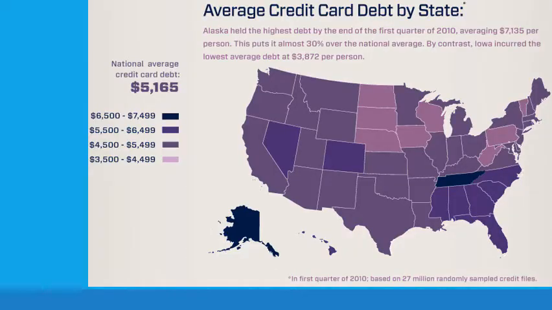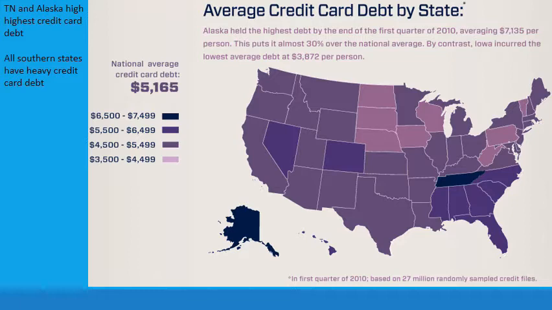So when you look at this map here, this is the average credit card debt. Now remember, this is just on a credit card, nothing else. You'll see here, Alaska held the highest debt by the end of the first quarter of 2010, averaging $7,135 per person. This puts it almost 30% over the national average. Notice the two highest states are Tennessee and Alaska. So within our state and also within Alaska, and of course in the southern states, we see heavy credit card debt.